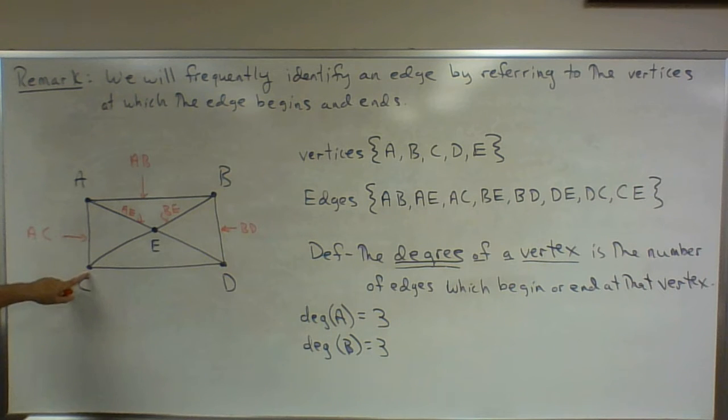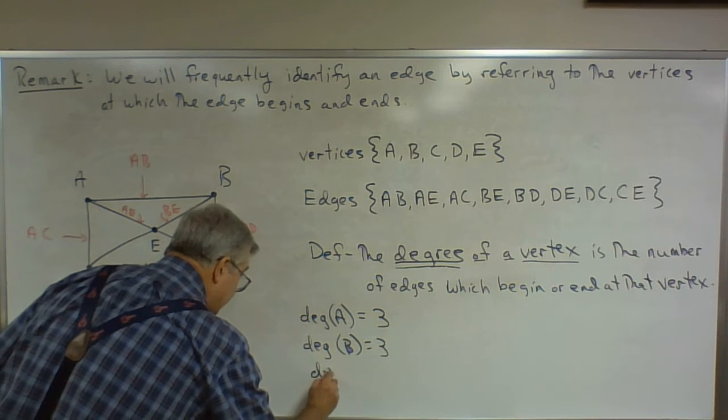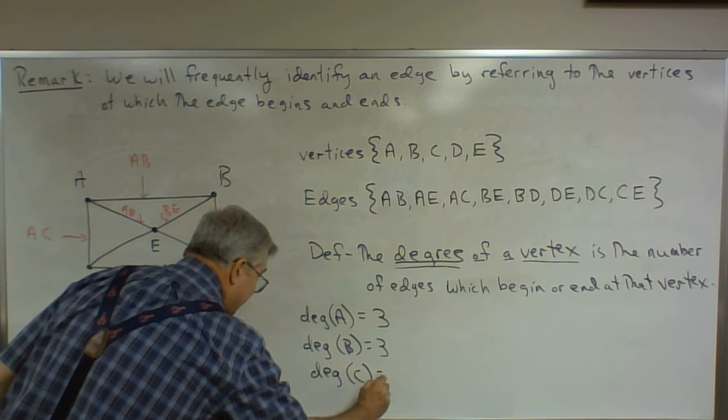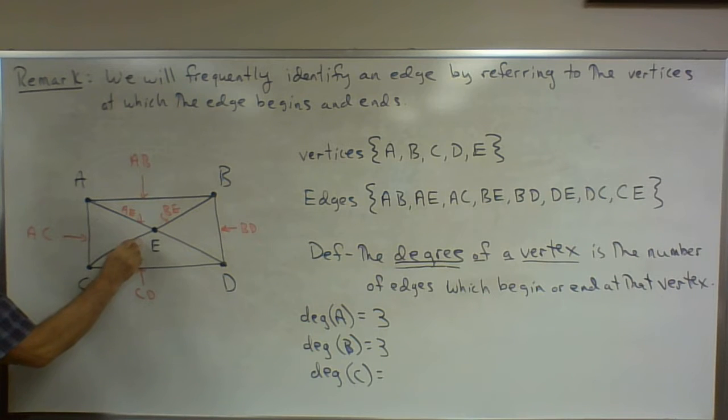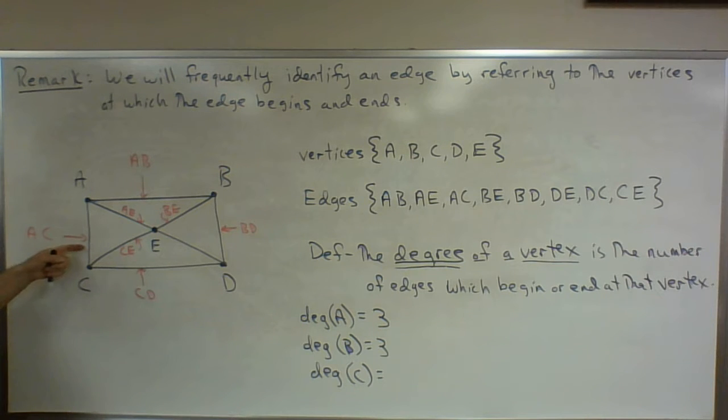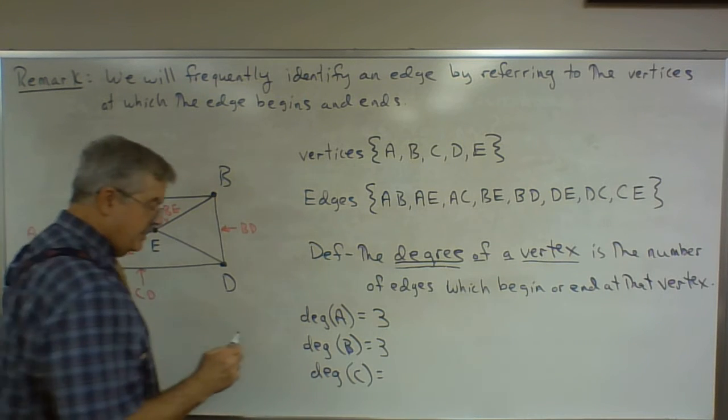So the degree of B is 3. Okay, what about degree of vertex C? We have the edge CD, which comes or leaves vertex C. We have the edge CE, which comes into or leaves vertex C. We have the edge AE, which comes into or leaves vertex C. So again, the degree is 3.